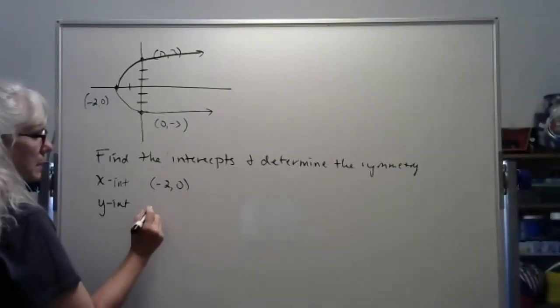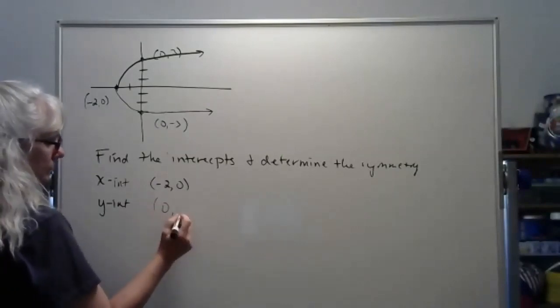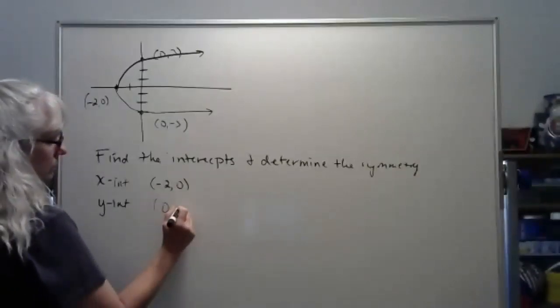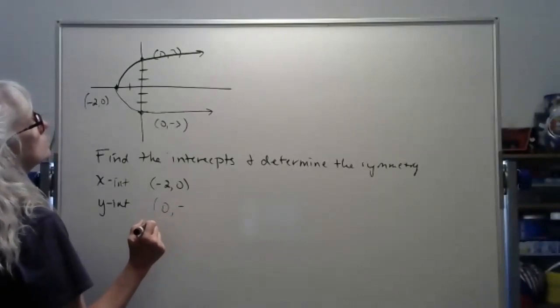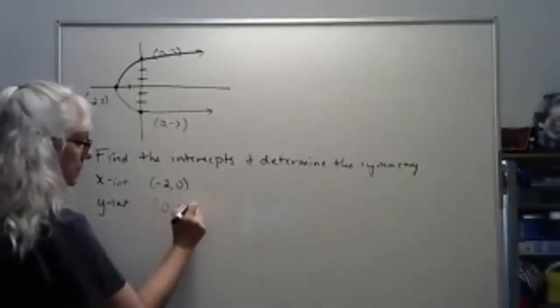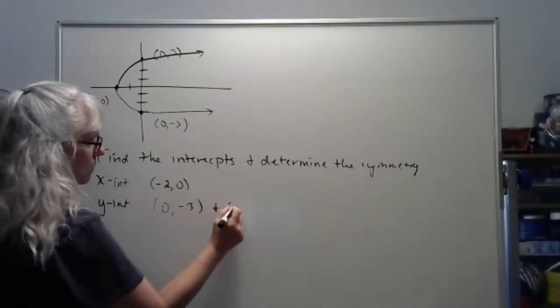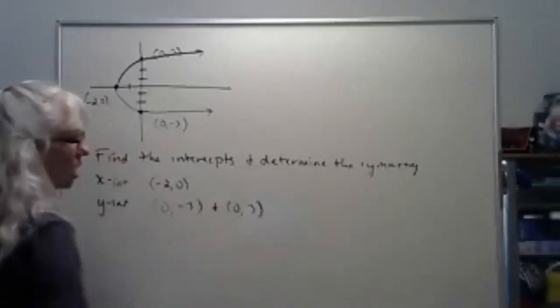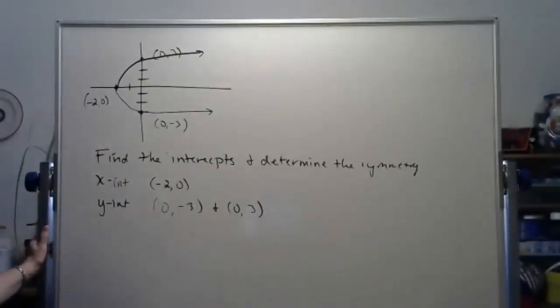Okay, what about the y-intercepts? 0, 3, and 0, -3. Yep. So we have 2 of them, and we need to list both of them. It should not matter in what order you list them.